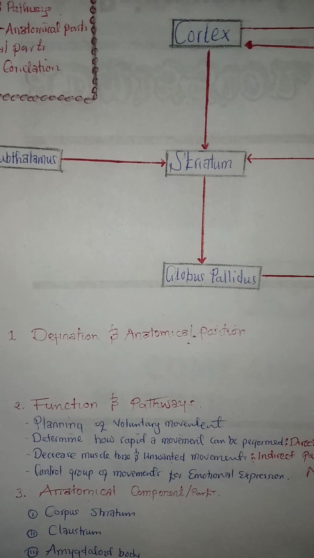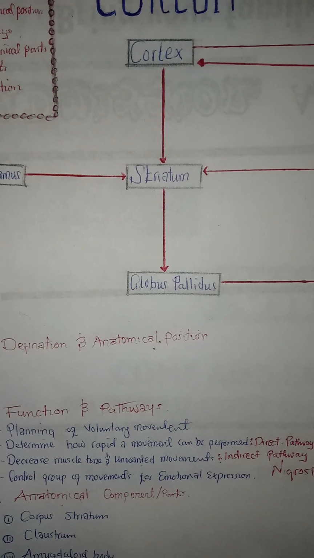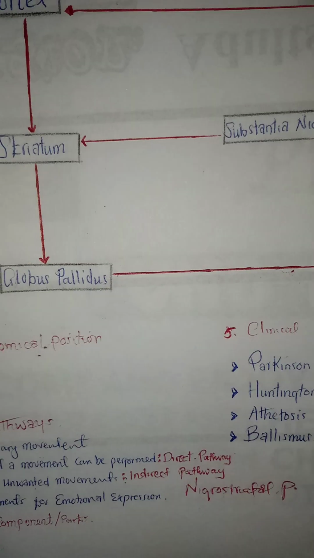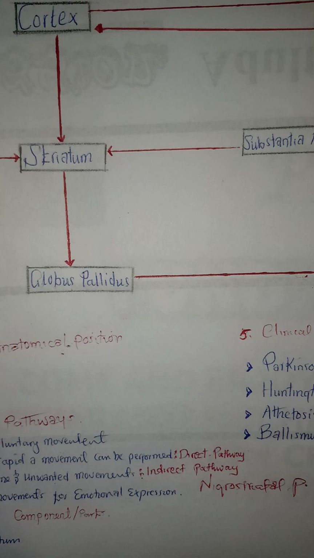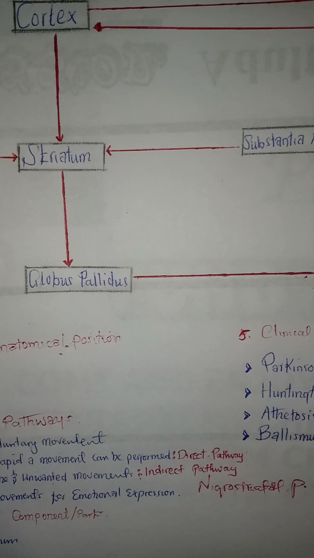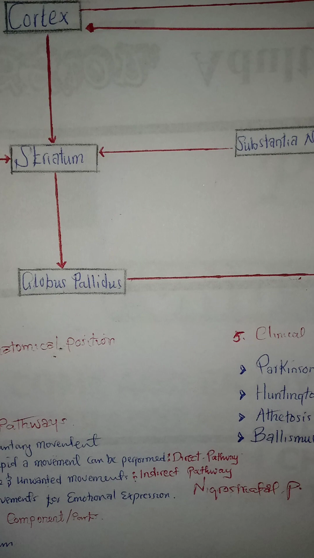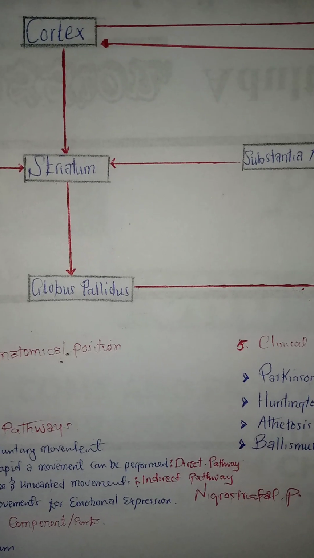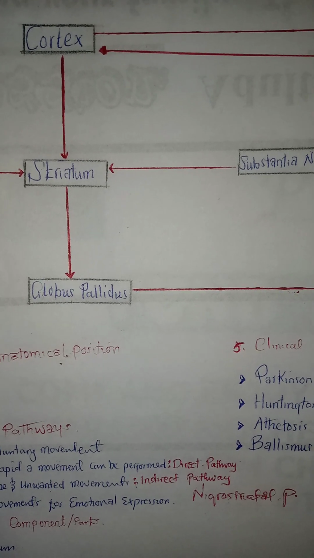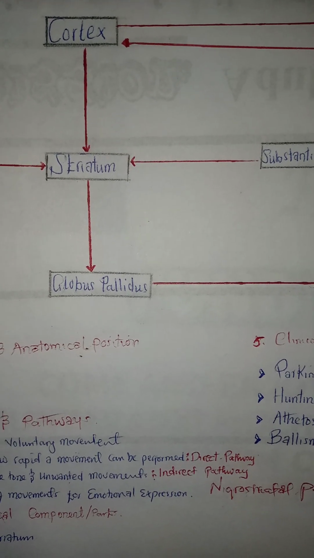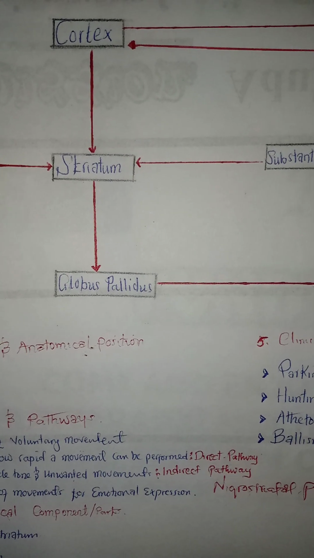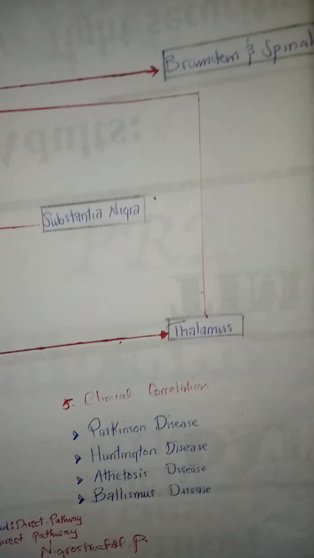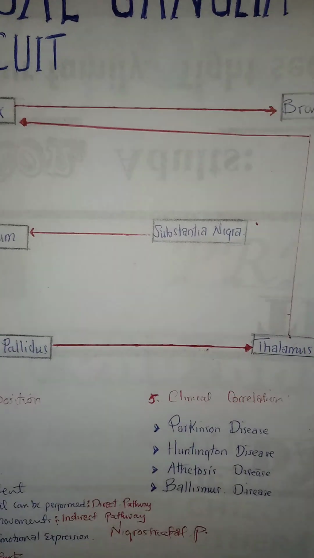Okay, so when we are talking about how rapid the movement can be performed, we are basically talking about the direct pathway of basal ganglia. There are three pathways of basal ganglia. We have the direct and indirect pathway as well as the nigrostriatal pathway. So the direct pathway increases the movement of muscles.